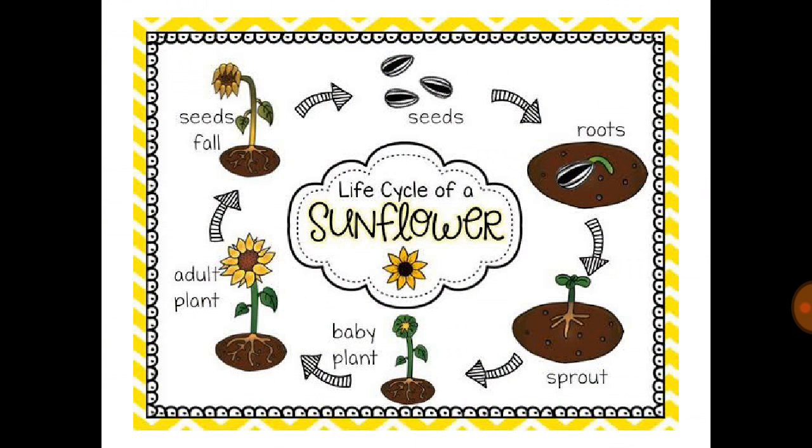This is the life cycle of a sunflower in picture form, from the seeds to the root, from the root to the sprouting stage. The sprouting stage is the same as the seedling, where it starts to grow leaves. From that stage, we move to the baby plant, to the adult plant, where a flower or a bud appears, and until the seed starts falling off.